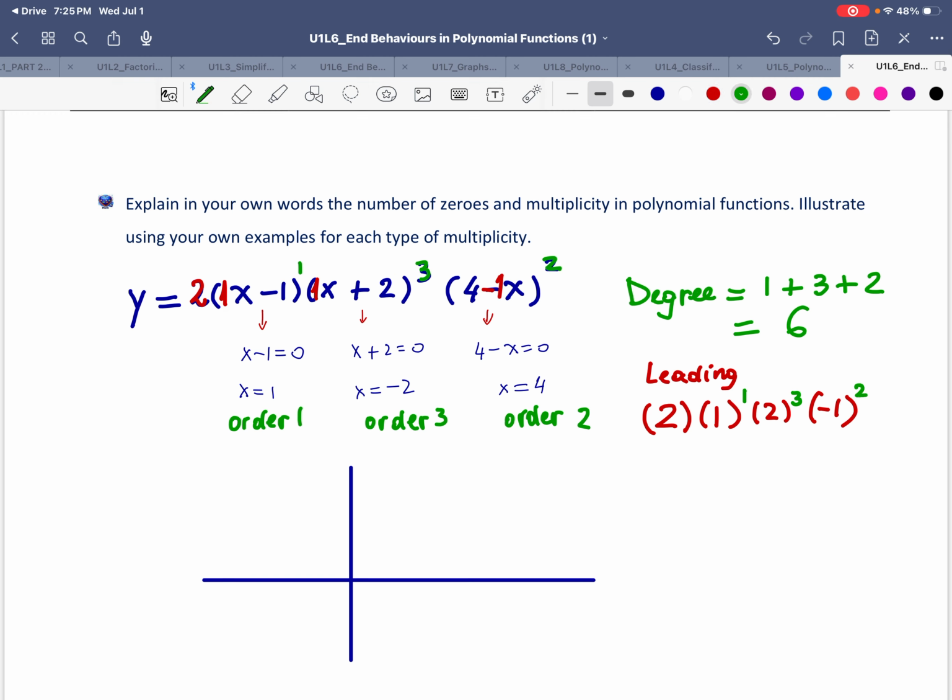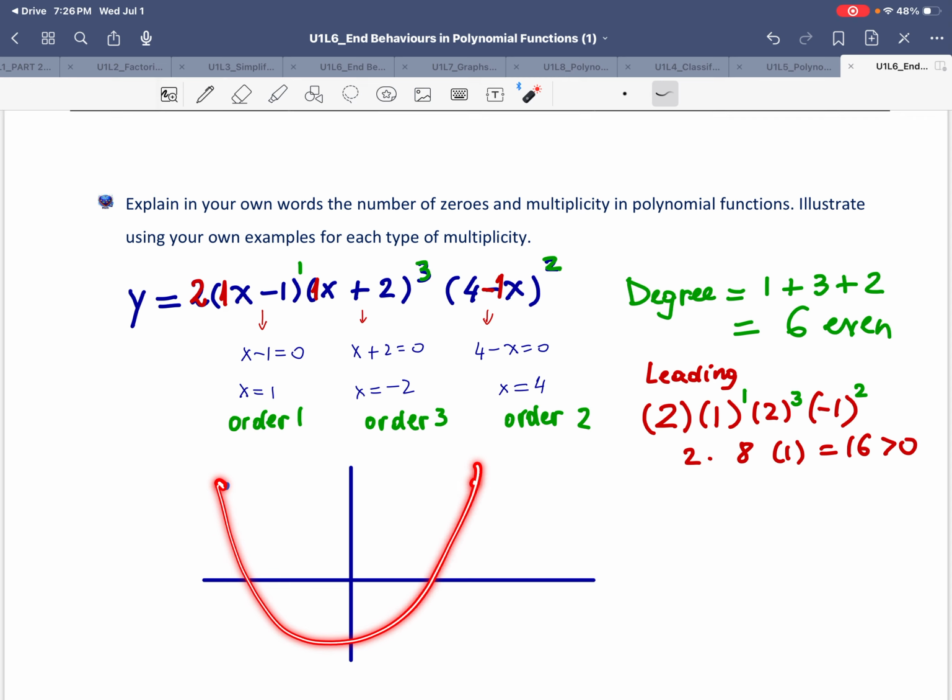Now, when you multiply all these numbers together, you get 2 times 1, 2. 2 to the power of 3 is 8. So 2 times 8, and then -1 squared is 1, so the coefficient will be 16. It's positive. So with an even degree and positive leading coefficient, the function will behave at the ends like a parabola that opens up. So the graph will start here and end in here, just like parabolas do. And now let's sketch the shape of this particular graph.